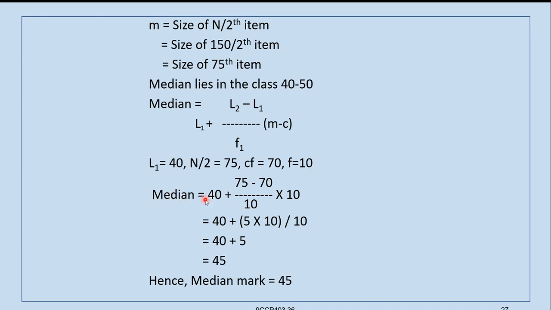Right. Median is equal to 40 plus 75 minus 70 by 10 into 10. That means 40 plus 5 by 10 into 10. This is the answer. 40 plus 5. Hence the median mark is 45. So the problem solution is 45.